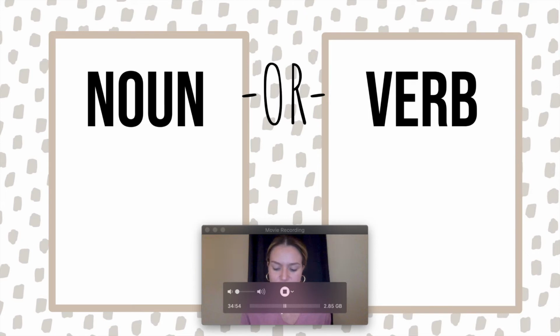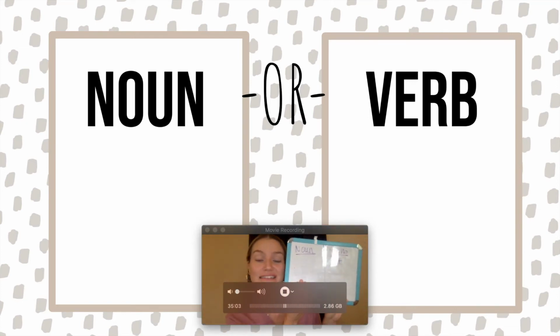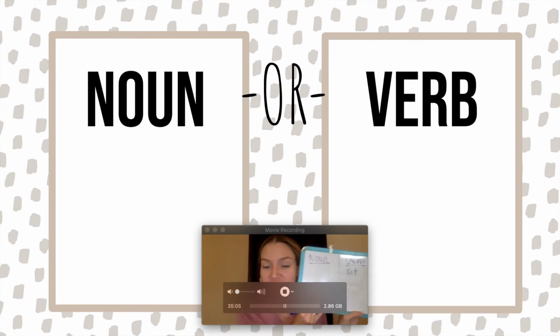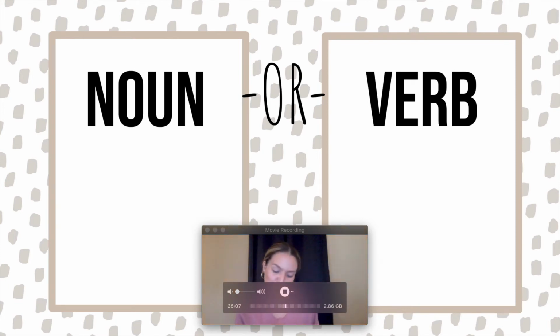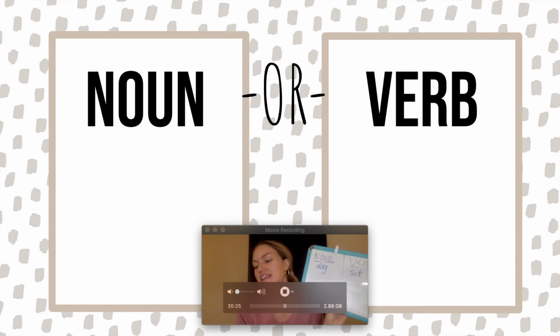All right, so you should have written down sit somewhere, and it should be in the verb list. Sit is a verb. Sit is something you do, or maybe a dog does. Which brings me to my next word, which is dog. All right, so write dog where you think dog should go. And I put dog under noun. A dog is a person, place, thing, or idea, definitely, right? So we have dog is a noun.